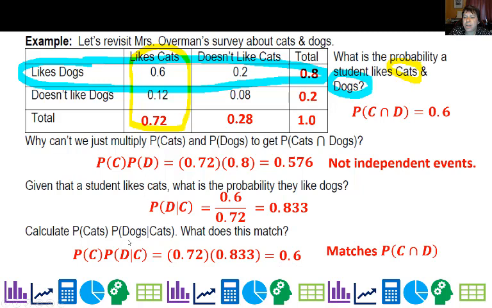So when I change from probability of dogs to probability of dogs given cats, it worked. And that's because they are not independent. I have to do a conditional probability. See, the 0.8 there is the probability of liking dogs in general. But for this to happen, that they like cats and dogs, these people who like dogs also have to like cats. So we actually want that number right there.